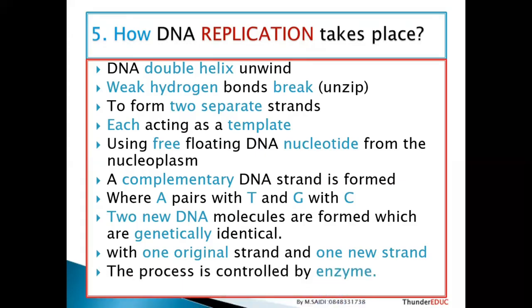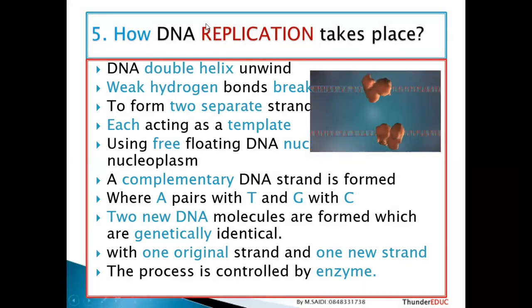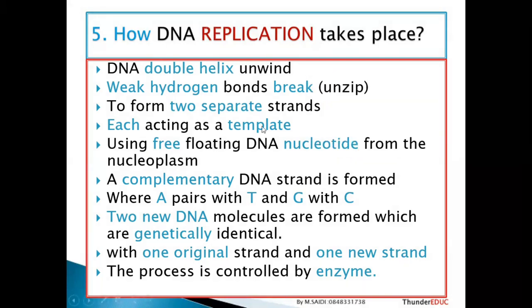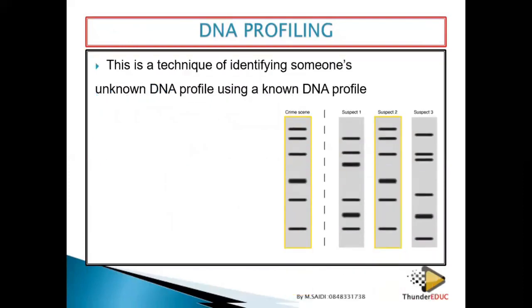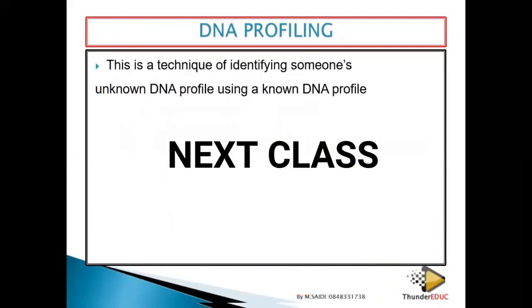This process is controlled by enzymes. So basically, that's how you are supposed to write. Here we give you a tick, and a tick, and so on for each point. Sometimes we also give a tick here, but sometimes we don't, depending on the marking guideline. So that is basically the process of DNA replication, and that's how we are going to ask you. What about DNA profiling?